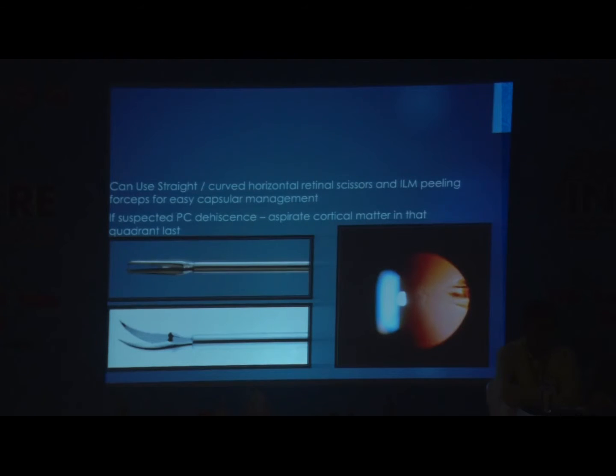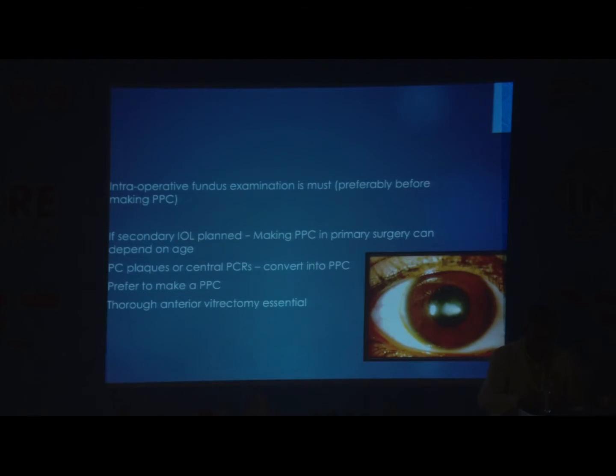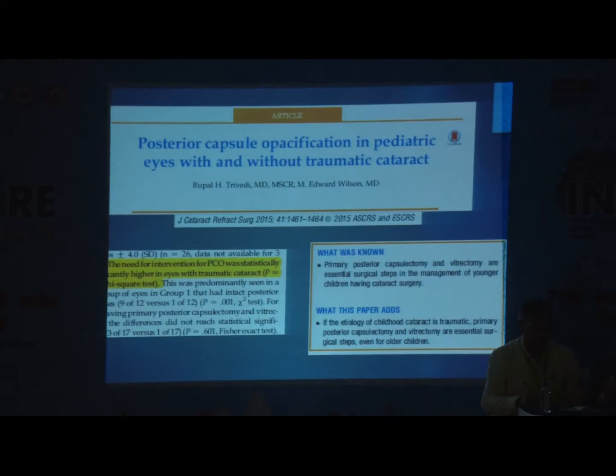Another few tips. Use the ILM peeling forceps for better control and capsular management. Go to the suspected area of PC dehiscence last in irrigation aspiration. Always remember to do an indirect ophthalmoscopy before you make a PPC and IOL implantation to rule out any infections. When planning a secondary IOL, do make a PPC in younger children and convert your PC plaques and PCRs to a PPC. Another paper says we should always prefer to make a PPC in traumatic pediatric cataract, and it's essential.